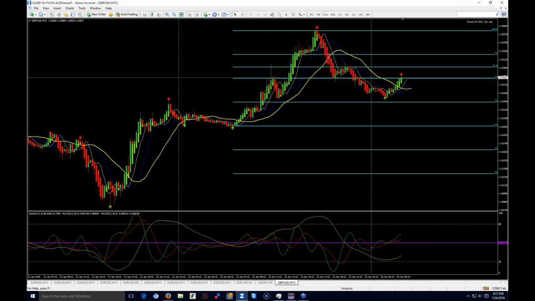London is always the hardest for some people because they can't handle the range, the volume of it, the volatility of it. They can't handle it. So that's on a 15-minute chart there.